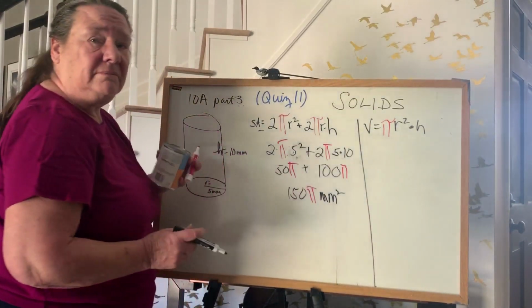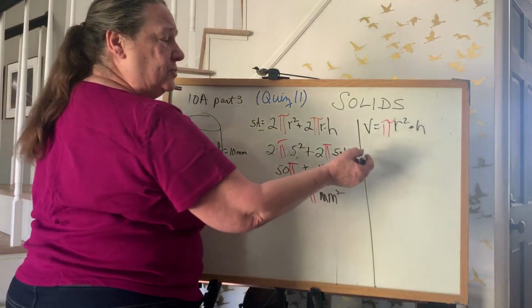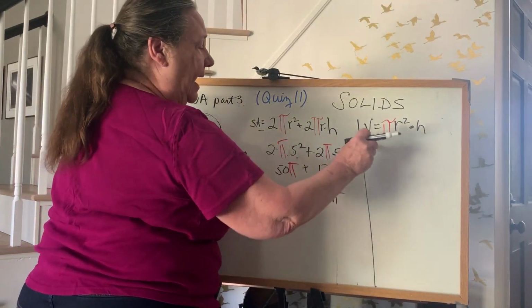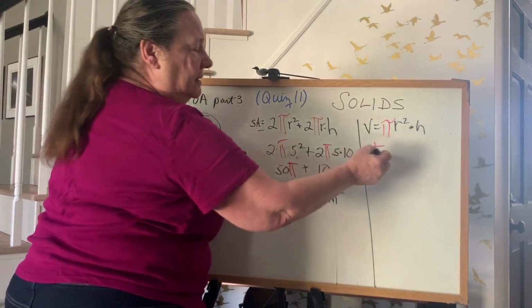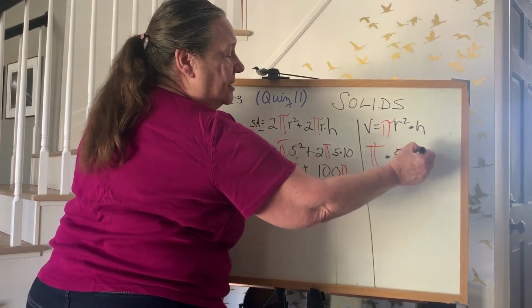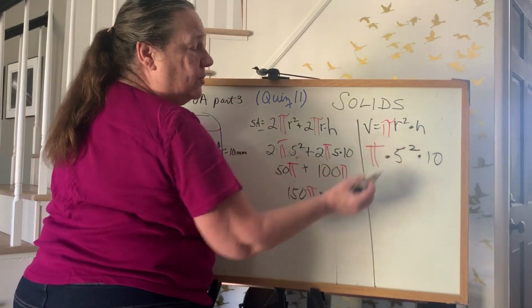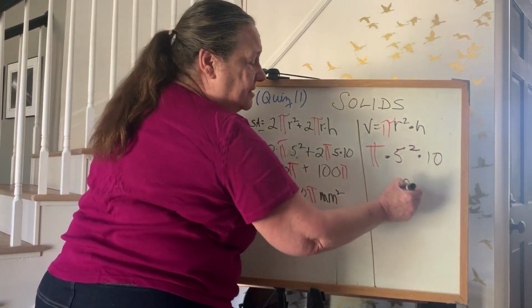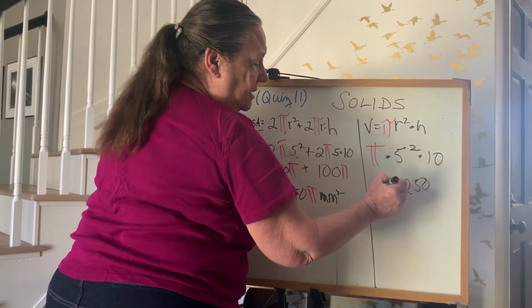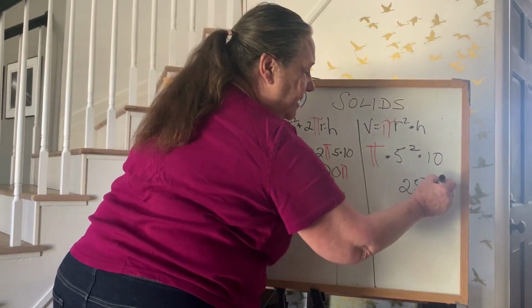The volume, I open up the can and I fill it, or you fill your water bottles or something, and it's pi r squared times the height. 5 squared is 25 times 10 is 250 pi millimeters squared.